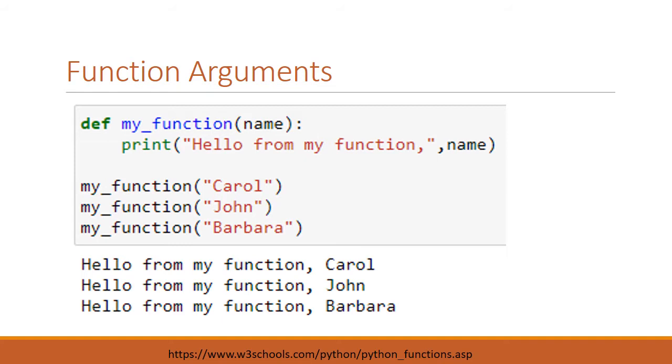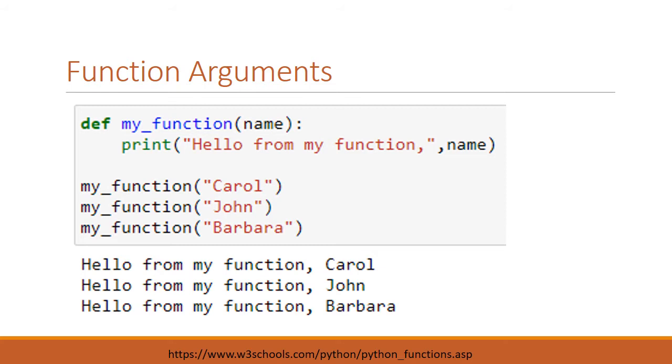Again, this function is not executed until it's called. Then somewhere in my Python program, I can call this function. So the first time I call it, my_function parentheses, and I add the argument Carol. Carol is the argument, and it's passed into the parameter name. So it's like saying name is assigned Carol. So when the function is called, it'll print hello from my function, Carol.